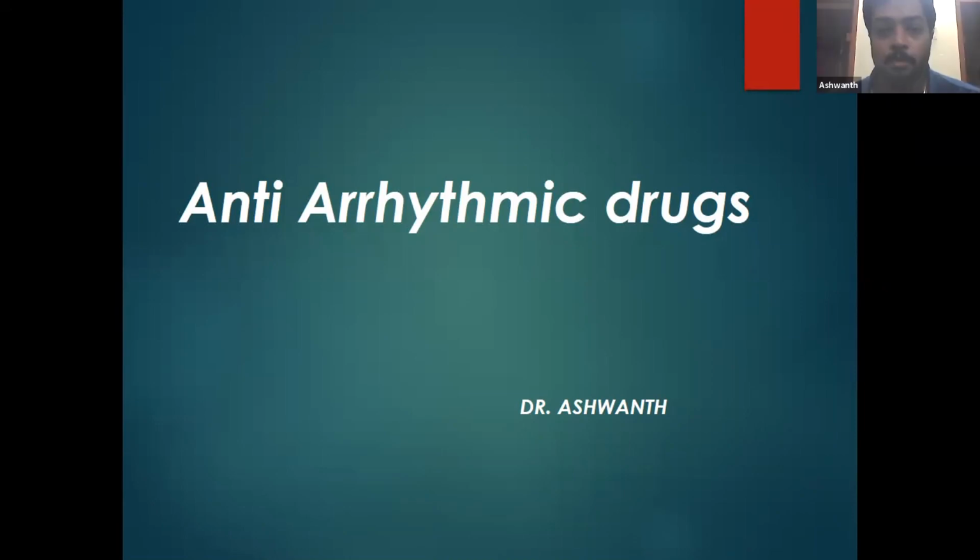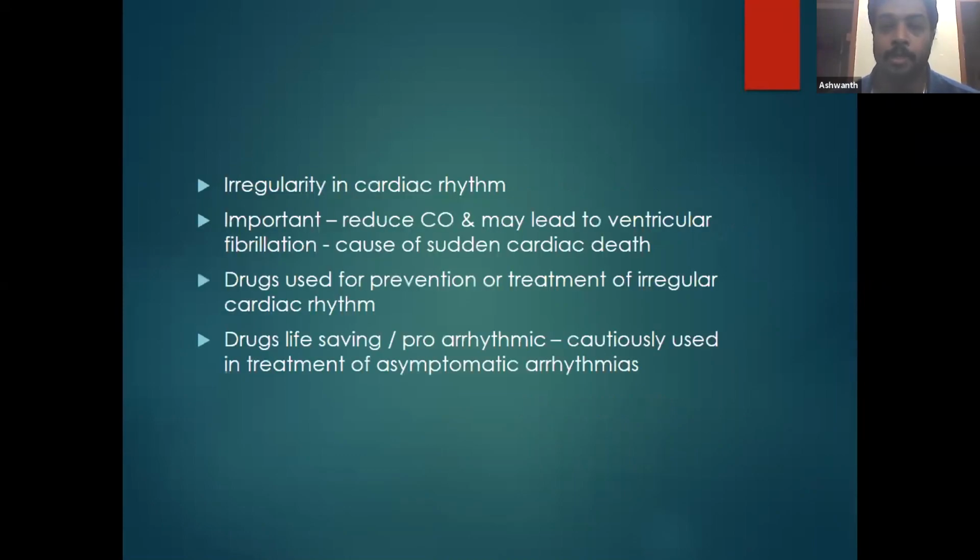Today we're talking about antiarrhythmic drugs. Arrhythmias are irregularities in cardiac rhythm, and they are important because they reduce cardiac output and may lead to ventricular fibrillation, which leads to sudden cardiac arrest. These drugs are used to prevent or treat irregular cardiac rhythms. Drugs can either be life-saving or pro-arrhythmogenic, hence should be used cautiously in asymptomatic arrhythmias.